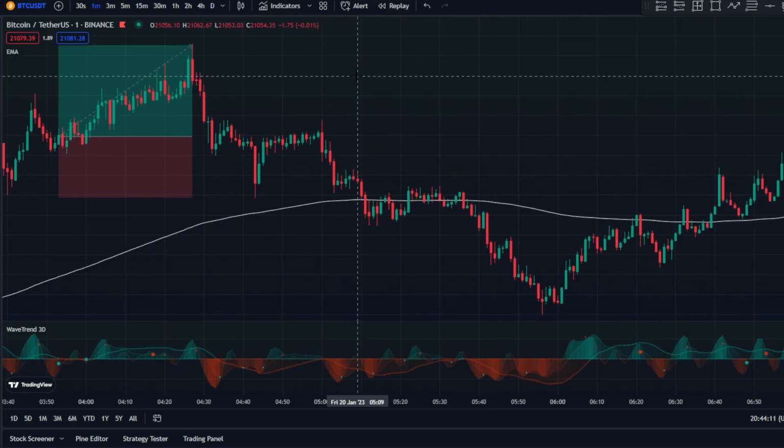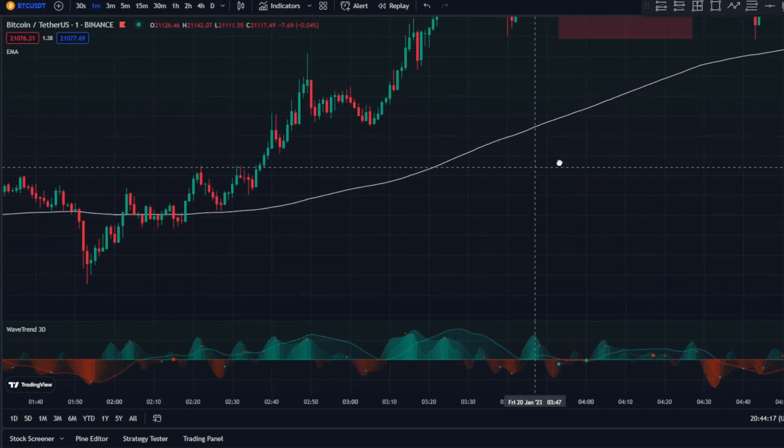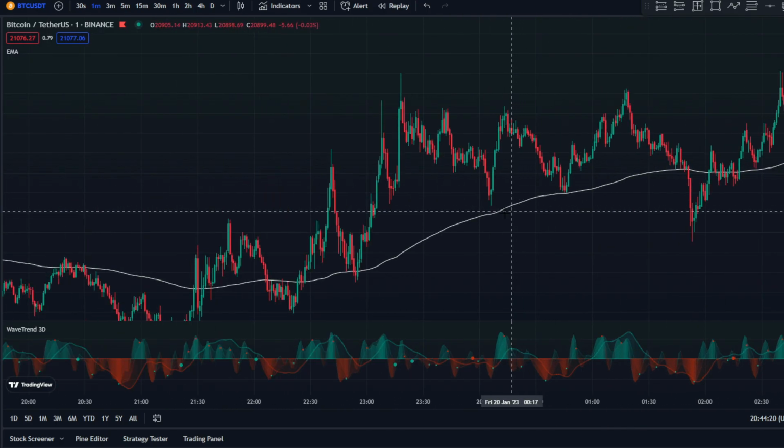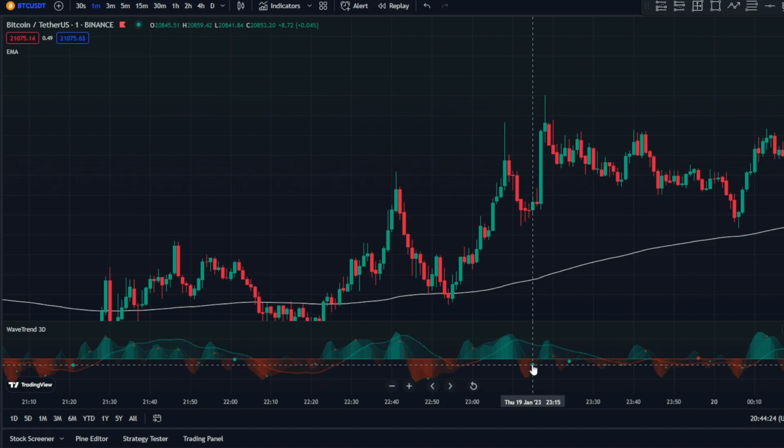And why is that so? Because with a 1.5:1 risk to reward ratio, even with a 50% win rate, you're still profitable. So let's look for another blue dot. Big blue dot. You can see here we have another big blue dot.